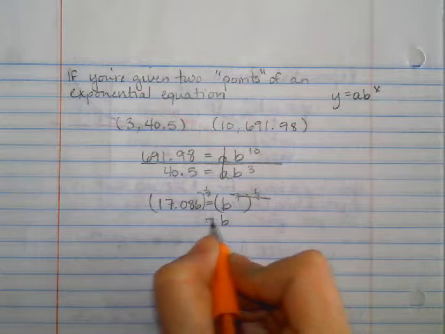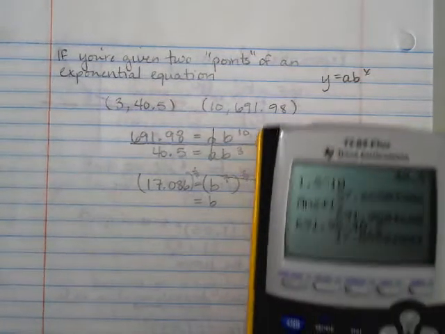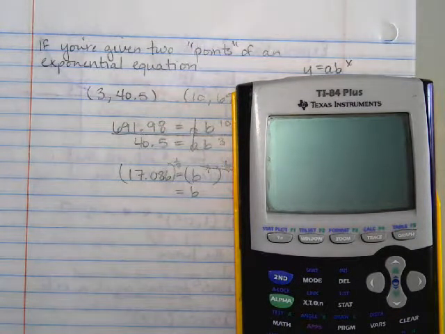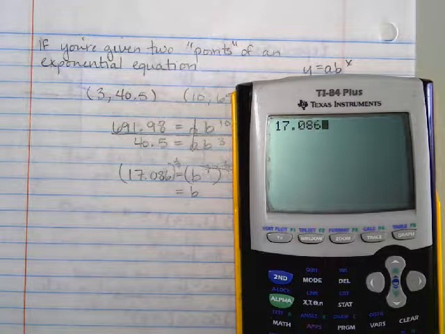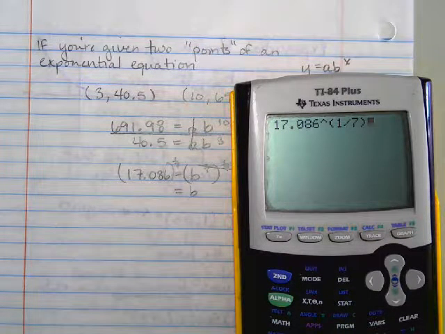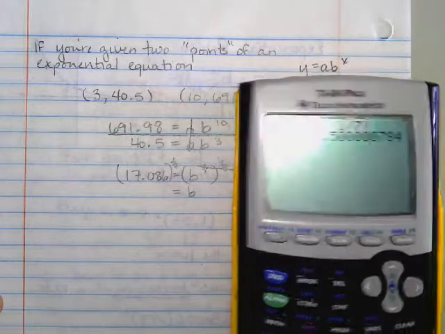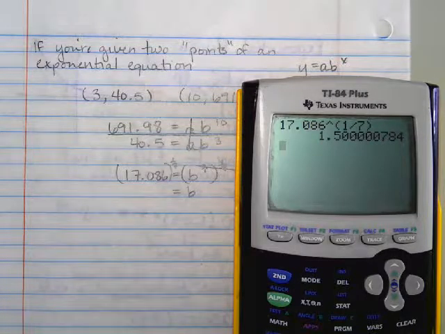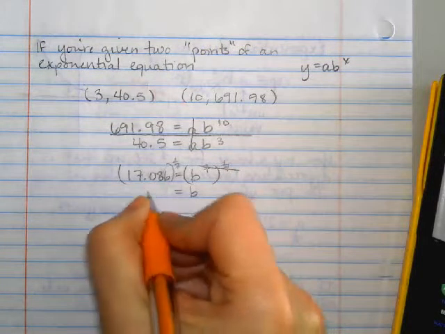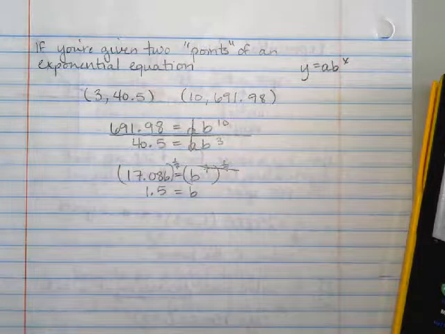So I've got b equals, and then in my calculator, I'm going to do 17.086 to the power of parentheses 1 divided by 7. And if I'm doing the 7th root, it's to the power of 1/7. If I'm doing the 10th root, it's the power of 1/10, so on and so forth. Question? So that gives us 1.5, and because I had to round off, and that's 1.5000, that's pretty solidly a 1.5. So that's my multiplier.